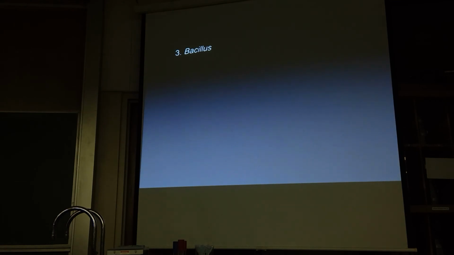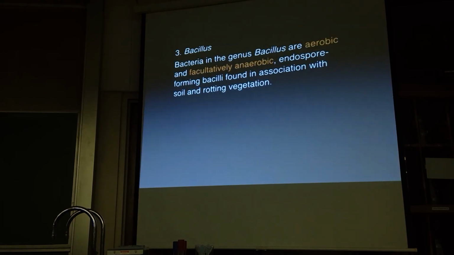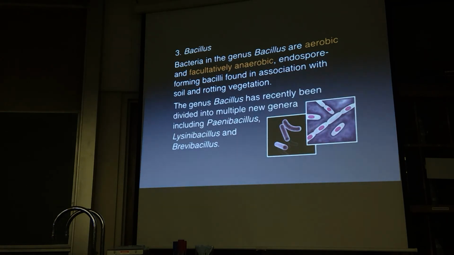The next genus is Bacillus. Of course, we know that's a shape too. But Bacillus is an important genus. These are either aerobic or facultatively anaerobic. If they're aerobic, they require oxygen. If they're facultative, what does that mean? Either way, it means they can live with or without oxygen in their environment. Lots of bacteria are facultative, and Bacillus are extremely common.